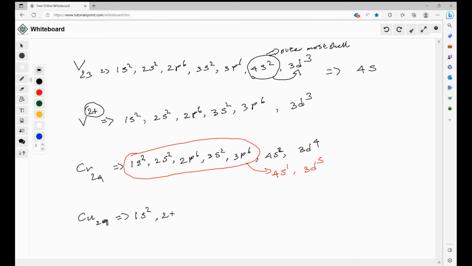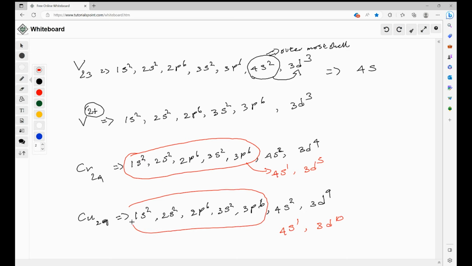Copper: 1s2, 2s2, 2p6, 3s2, 3p6, 4s2, and 3d9. This is how it's supposed to be, isn't it? But because the electrons have a different energy level, it has 4s1 and 3d10 as its configuration. This whole block comes up and ends with this bit.